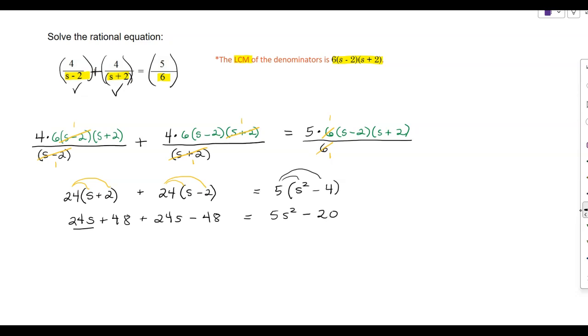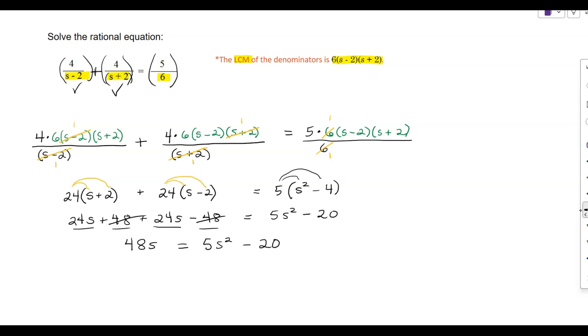Now we do have 24s plus another 24s. That's 48s. But there you go, 48 minus 48 cancels, right? That's 0. And then we have is equal to 5s squared and the minus 20. Now, what is this? This is a quadratic equation now. So help us to get everything on one side.